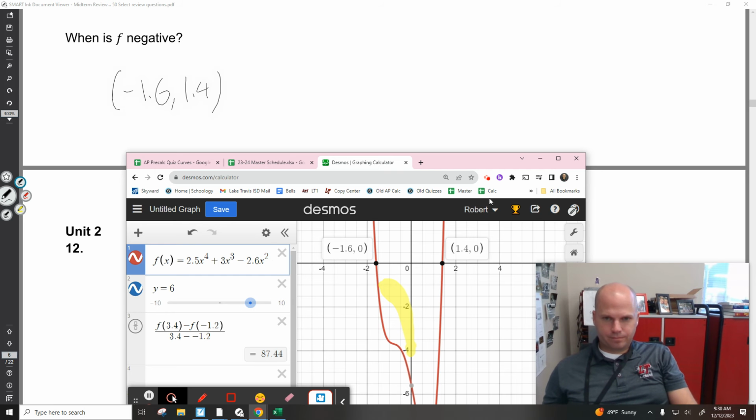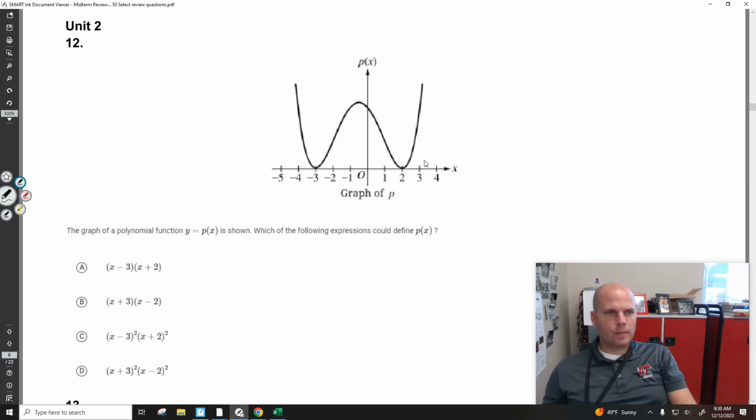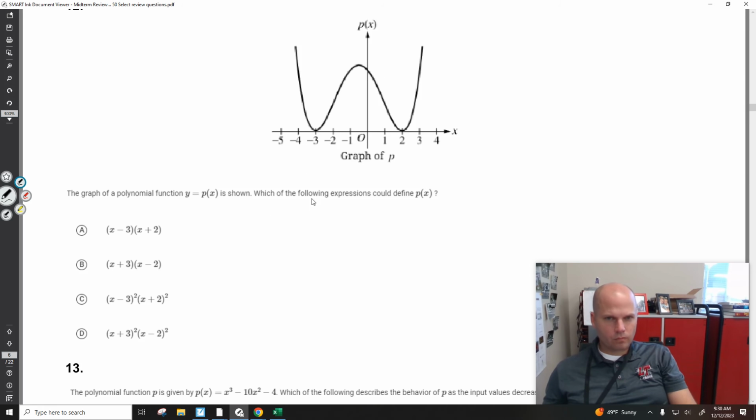All right. Unit 2. P of x. We're bouncing off of -3 and 2, so we have multiplicities of 2, just like x squared. So -3 and 2 are zeros. There we go, D.